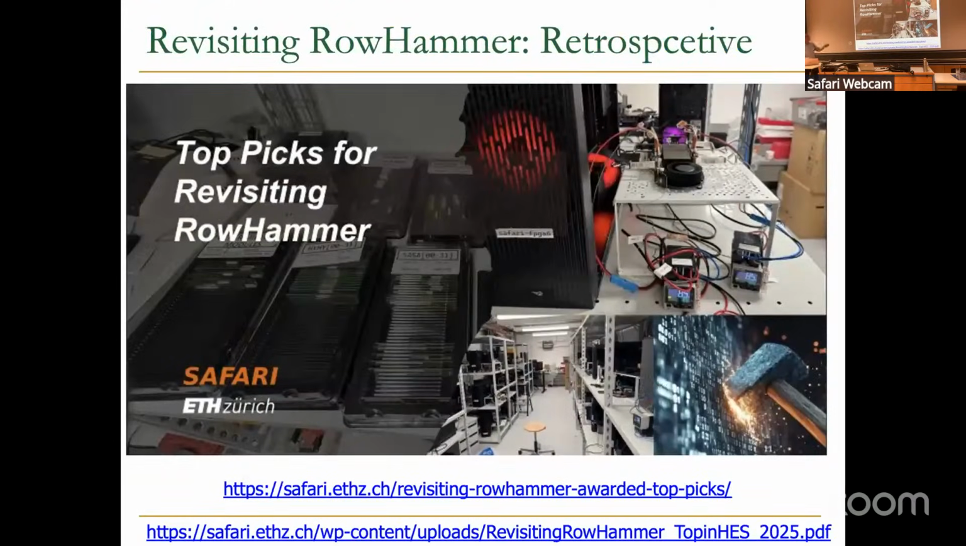Okay, so this is the Top Picks. If you're interested, you can read the news. I like this picture. That's the new RowHammer, AI generated.